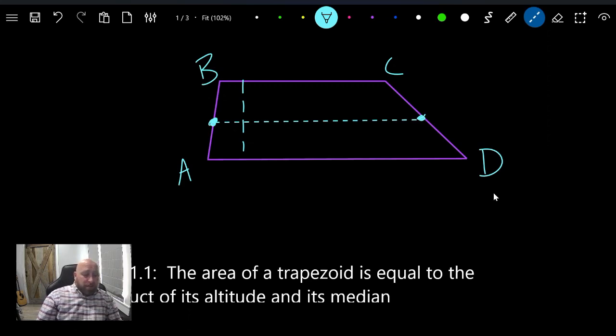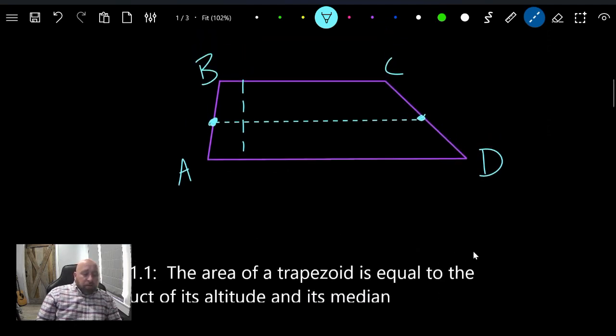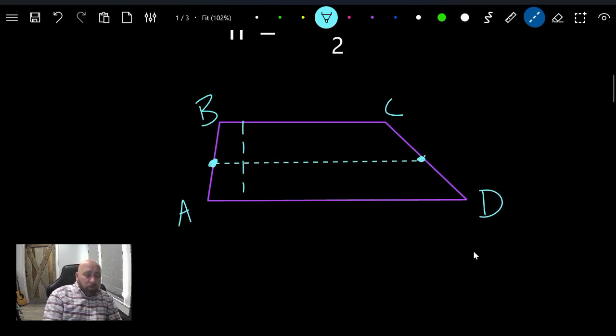So what it says is the area of the trapezoid is equal to the product of its altitude and its median. So what you would do is take, let's say this is 7, and this is 20, for example. You would just take those and multiply those together.